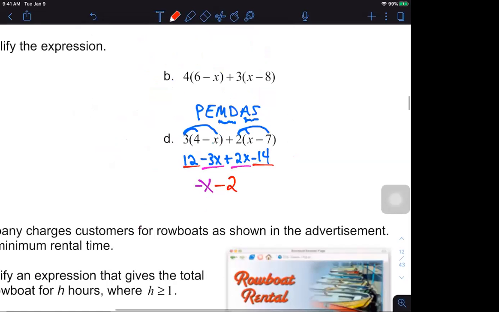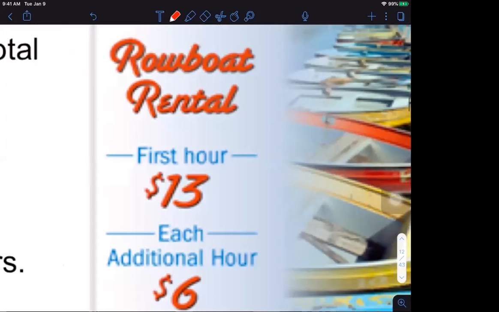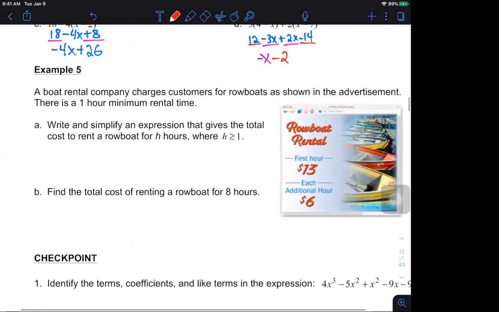Okay, we have a word problem here. I'll go ahead and read this for you. It says a boat rental company charges customers for rowboats as shown in the advertisement. There's a 1 hour minimum rental time. And if you look at the poster here, it says that the first hour is $13, and each additional hour is $6. So that first hour is going to be a one-time fee just to rent it. Write and simplify an expression that gives the total cost to rent a rowboat for H hours, where H is greater than or equal to 1.